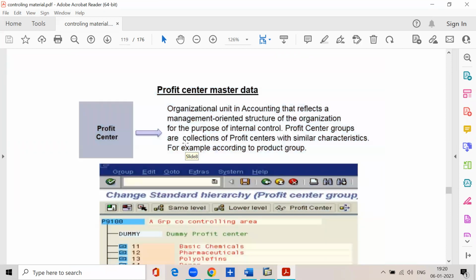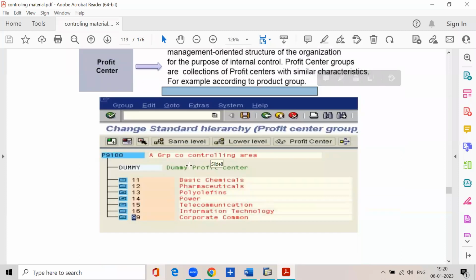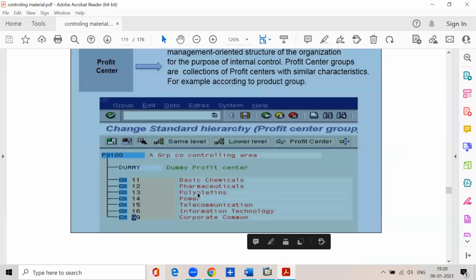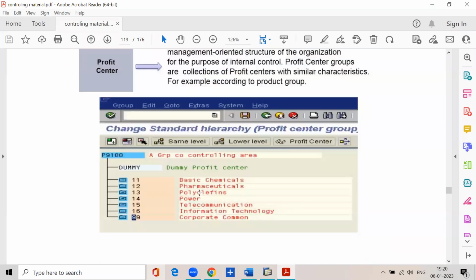Profit center groups are collections of profit centers with similar characteristics. These are similar to cost center groups, internal order groups, profit center groups. For example, according to product group. Say, for example, basic chemicals is a product group. Then pharmaceuticals is a product group. Polyolefins, one product group. Telecommunications, one product group. Power, one product group. Information technology, one product group. Corporate common, one product group.